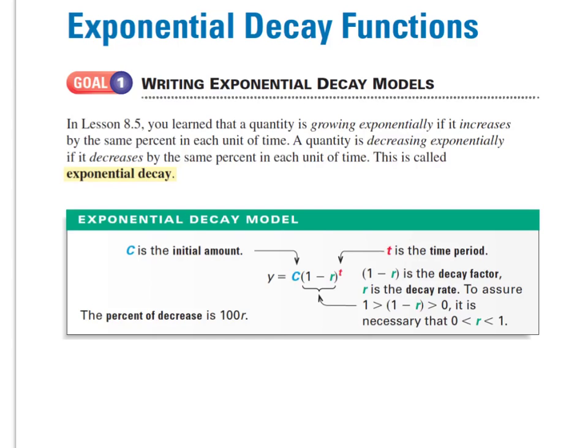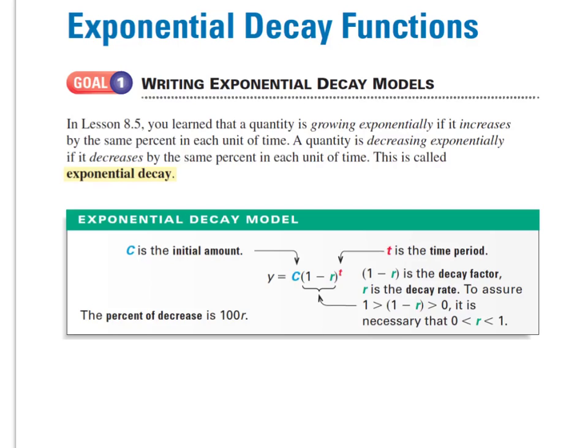Exponential decay functions are very similar, as you can probably guess. Just instead of growing, they're going to be getting smaller. So growing exponentially, remember, increased at the same percent each unit of time, but a quantity that's decreasing exponentially decreases by the same percent. And this is called exponential decay.